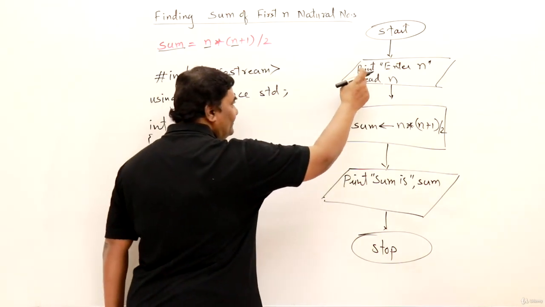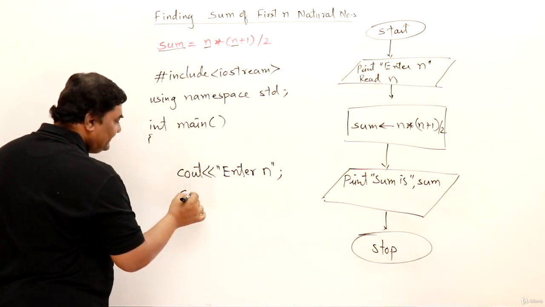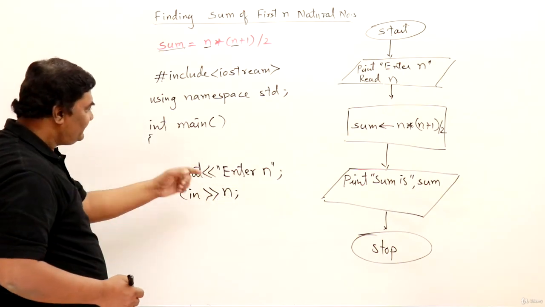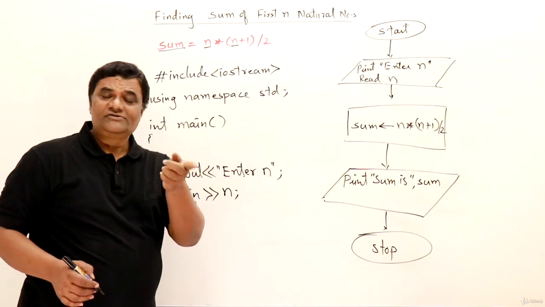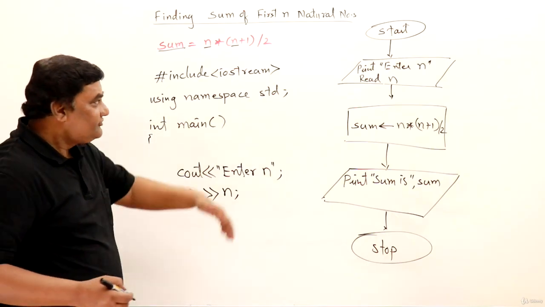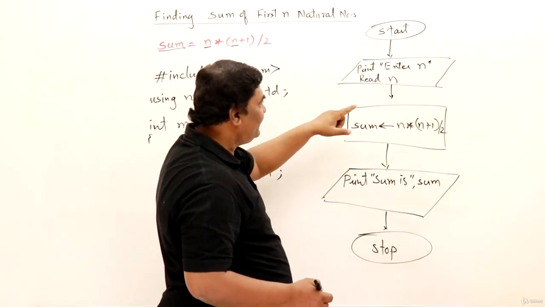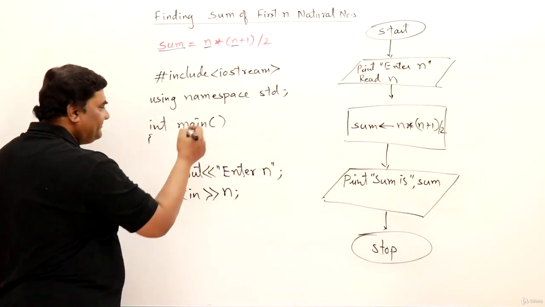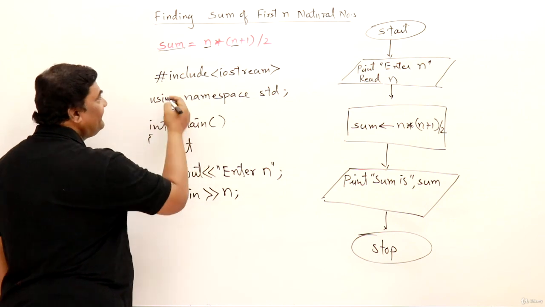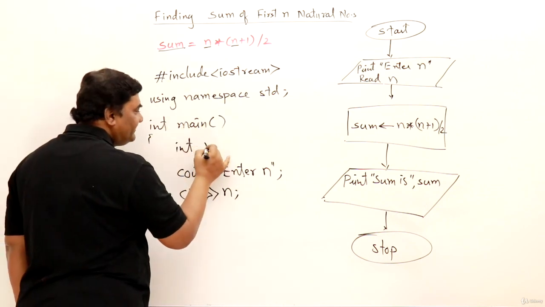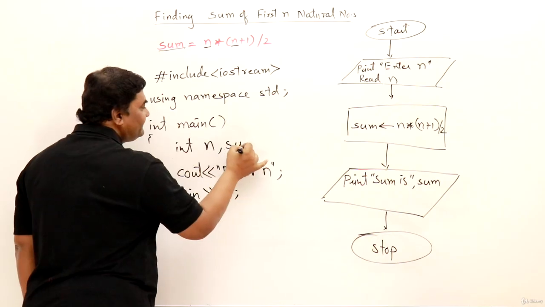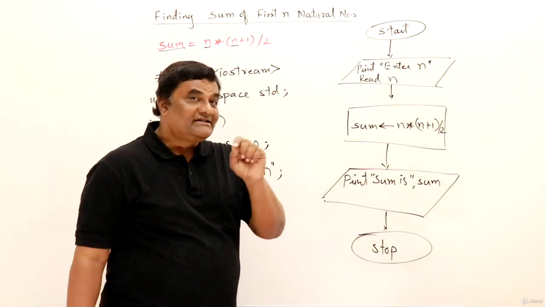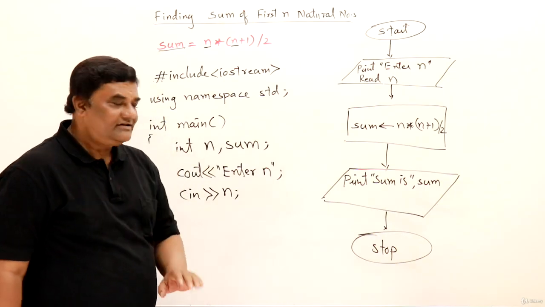Next, I should read the value. For reading the value, it is cin. So say cin, extraction operator, n. What is this n? It is a variable. So I should declare the variable first. If you read this flow chart, what are the variables I require? n and also the result sum. Which type is it? See, it should be integer type because you are finding the sum of the first n natural numbers, which are integers. So n as well as sum. Don't worry about the division because you will not get a decimal result there. You will get an integer result only.